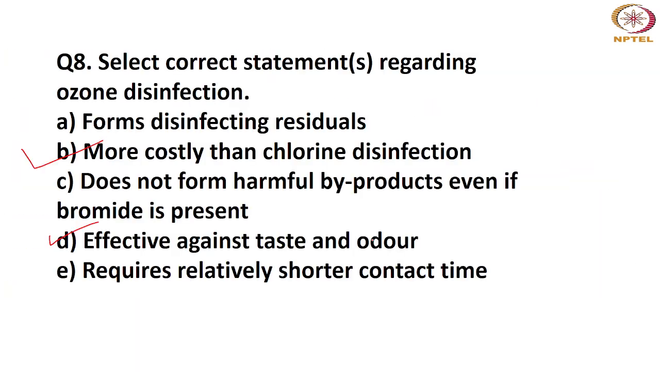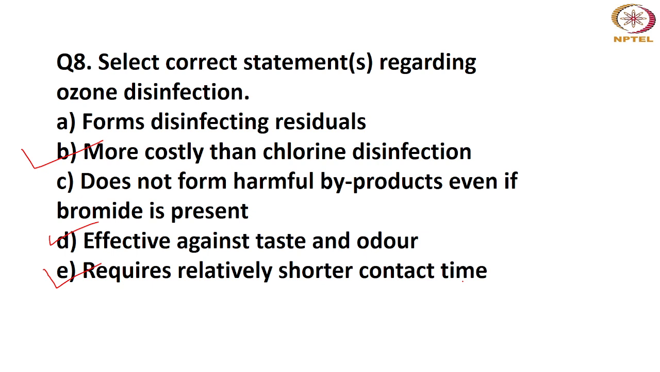Also, sorry, I missed one. Yes, I missed another thing. It requires relatively shorter contact time, because chlorination takes a longer time to destroy the cell wall, but in ozonation, the oxidation potential is higher, so it will oxidize in a relatively shorter contact time. So the rate of oxidation is higher in case of ozonation.